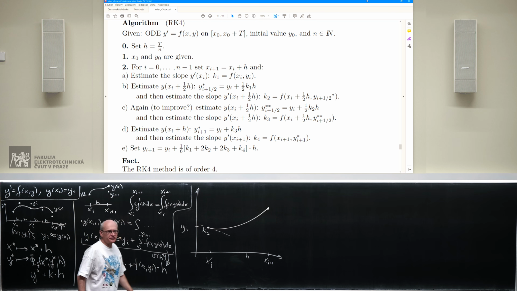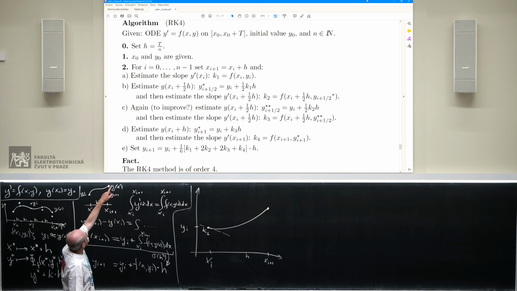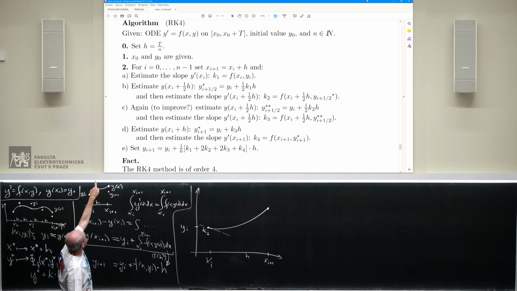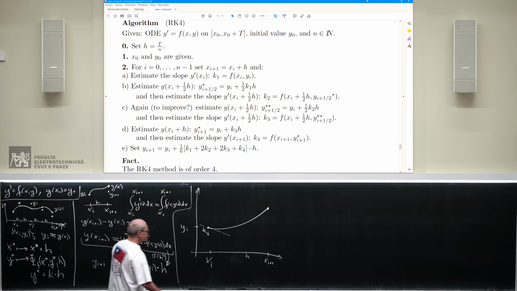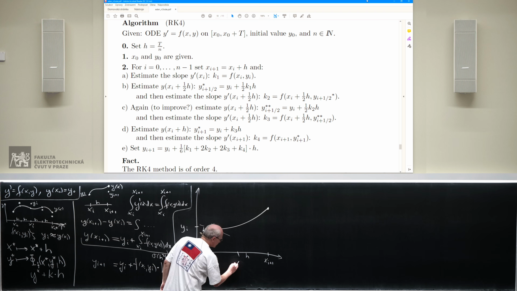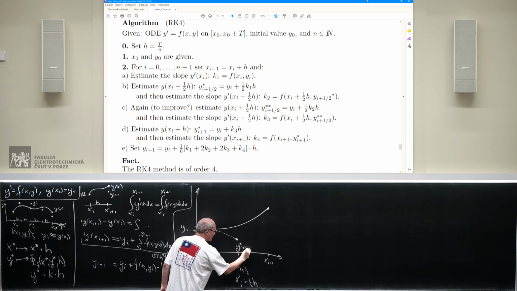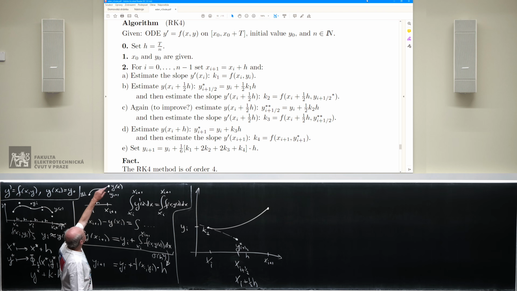And the question is, how far do we want to go? And the answer is, well, we want to take this slope, which is part B, and use it to go half the way. We can see it here. It says estimate y at a half step, x_i plus 1/2 h. So here is the half step, x_i plus 1/2 h. And we go all the way here, and this will be temporary y star i plus 1/2. That's what we see in the first line of part B.